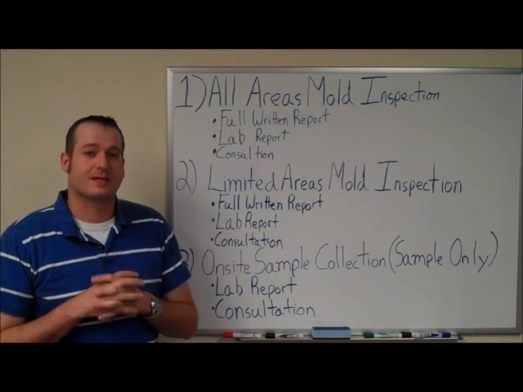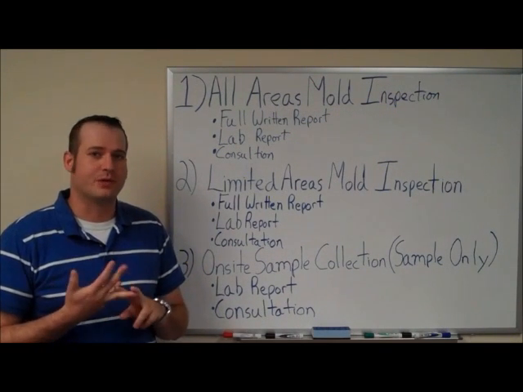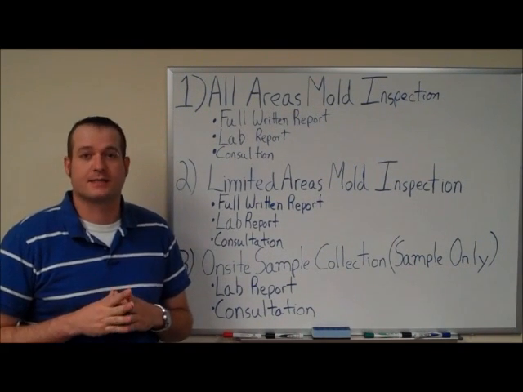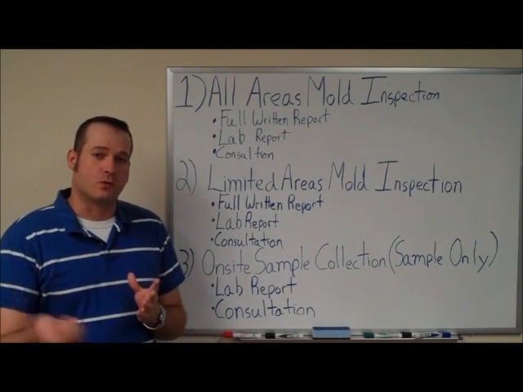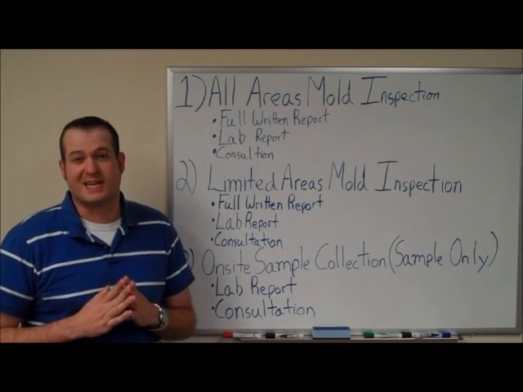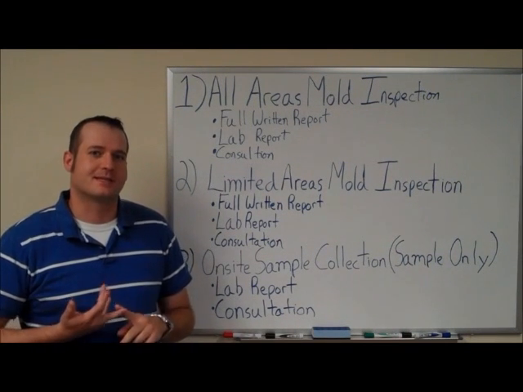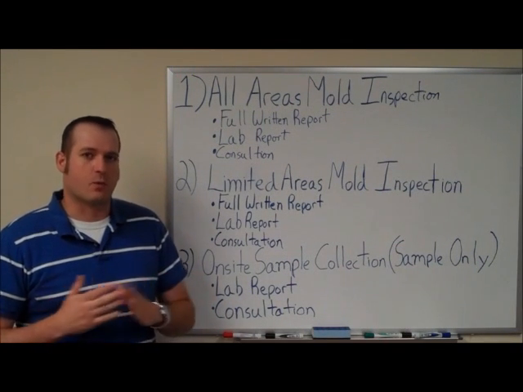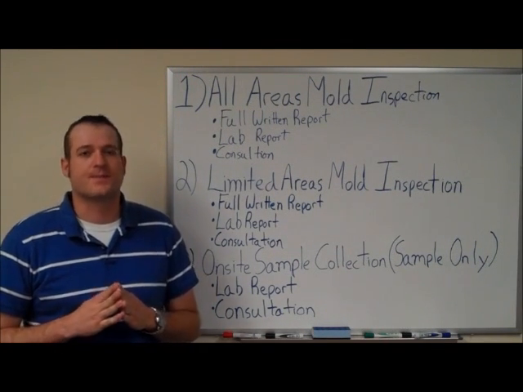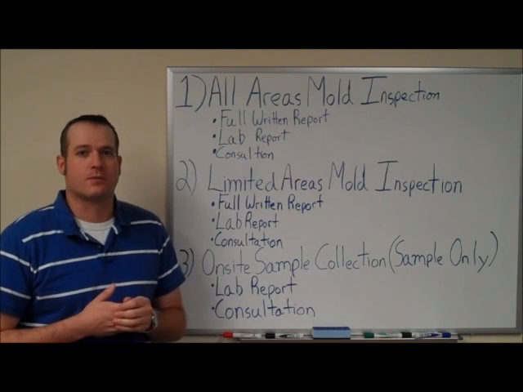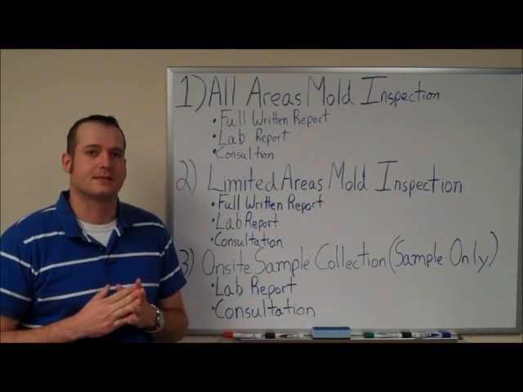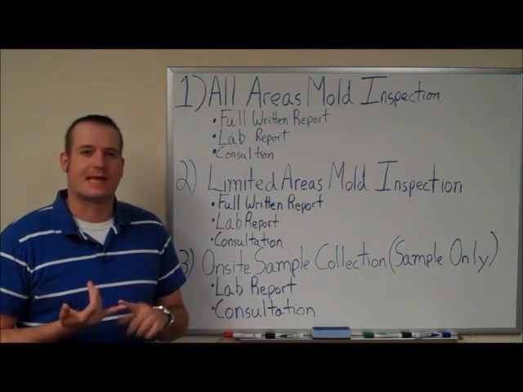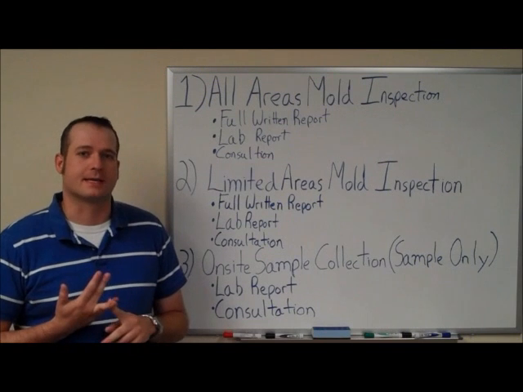So let's start with an all areas mold inspection. This is a full inspection of a home, building, or structure in its entirety. It typically starts on the exterior of the home, and we do a full walk of the grounds. We'll be looking for any penetration points, suspect siding conditions, drainage problems, really anywhere where water could be infiltrating the structure. From there we would go to the inside of the home, where we would inspect all the living spaces in their entirety. We'd also be looking at all non-living spaces such as attics and crawl spaces that are accessible.